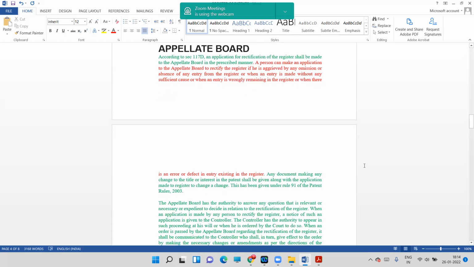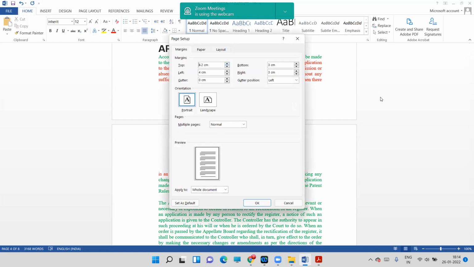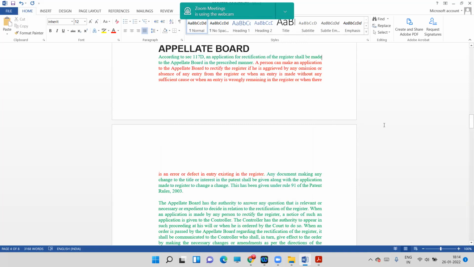But before approaching the appellate board, the aggrieved person should approach the controller, and if it is not rectified, only then should he approach the appellate board. If he has not got justice from the controller, then only he can go to the next higher level, that is the appellate board. So if the application is not accepted with the controller's consent, then he can proceed to the appellate board. But here, see what has happened to the appellate board.